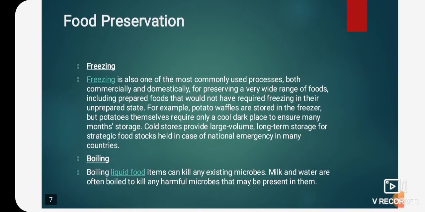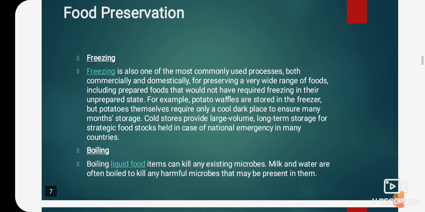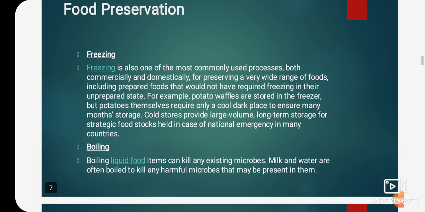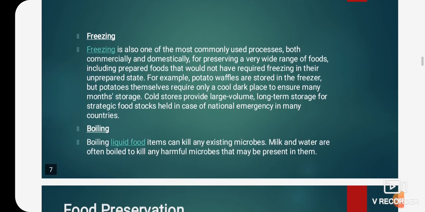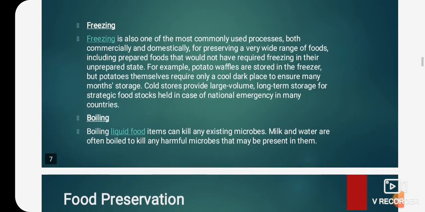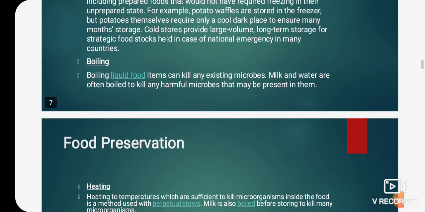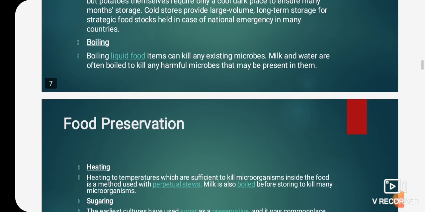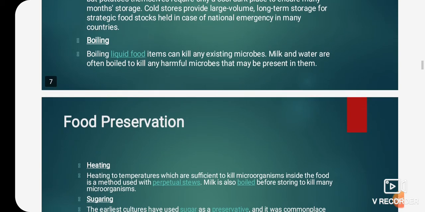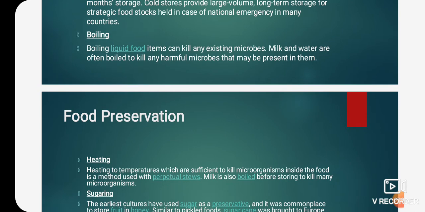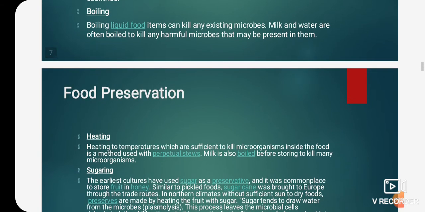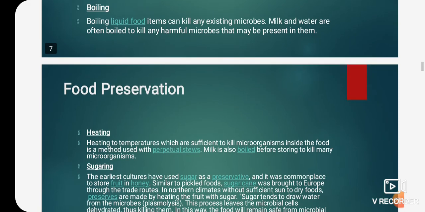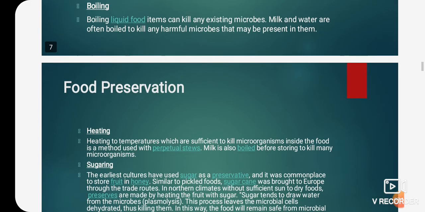Next process is boiling. Boiling liquid food items can kill any existing microbes. Milk and water are often boiled to kill any harmful microbes that may be present in them. So, students, next process is heating. Heating to temperatures which are sufficient to kill microorganisms inside the food is a method used with perpetual stews. Milk is also boiled before storing to kill many microorganisms.